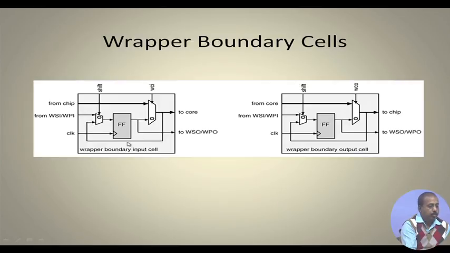So, we have got this type of boundary input cell, and this is the wrapper boundary output cell. In the output cell, this is going to the WSO or WPO line, and this is going towards the chip, and that way we can design the output cell. Here, the WCI line controls whether the input will come from the chip, or it will come from the wrapper lines, WSI or WPI, that will be applied to the core. We'll continue in the next class.